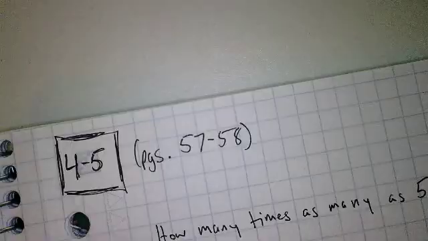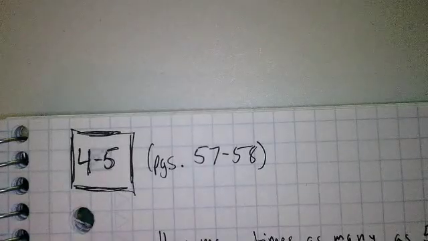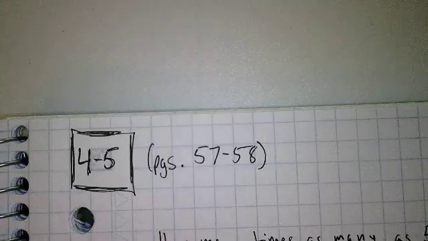4-5 today, pages 57 to 58. And we are multiplying to compare, okay? So, this is, I promise, not as tricky as it sounds. Sometimes the wording in this lesson can get a little confusing.